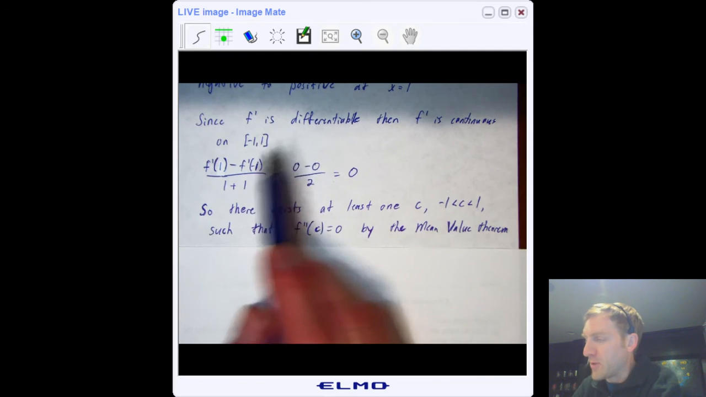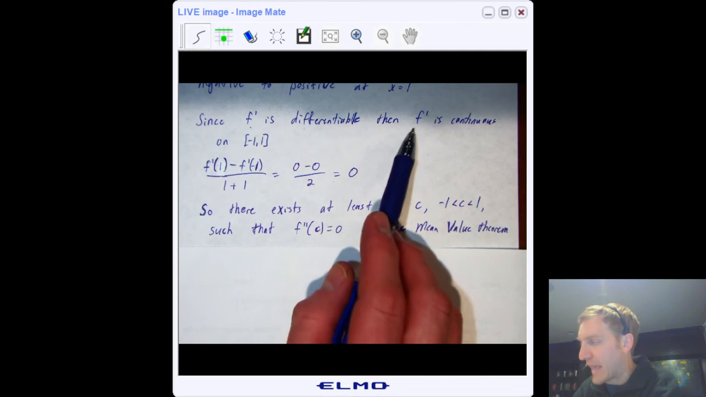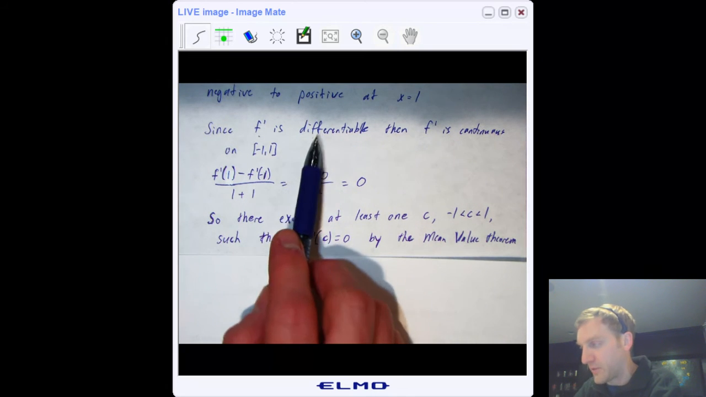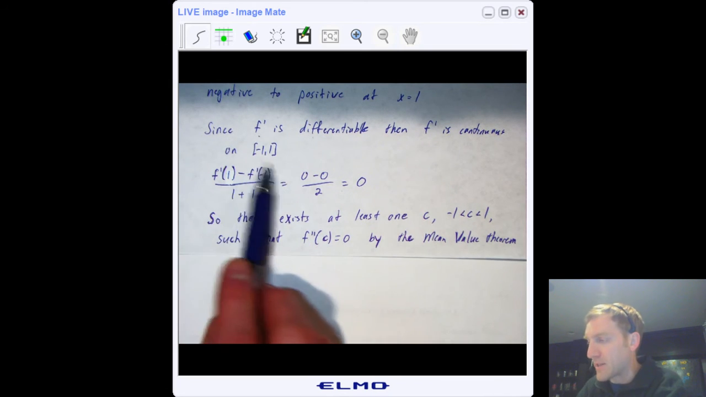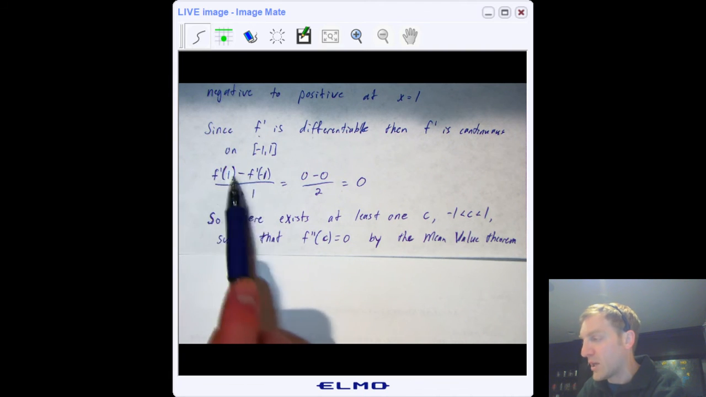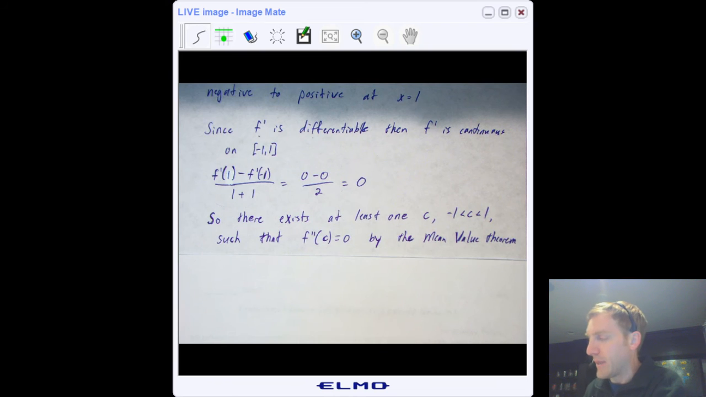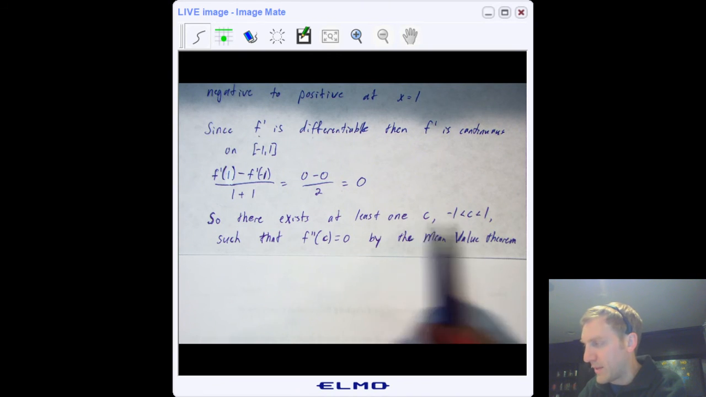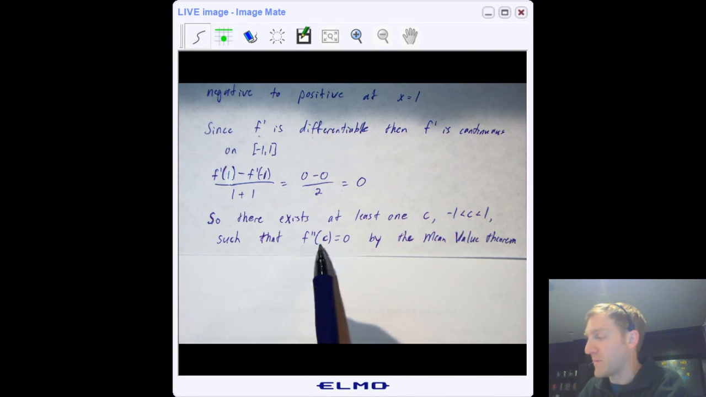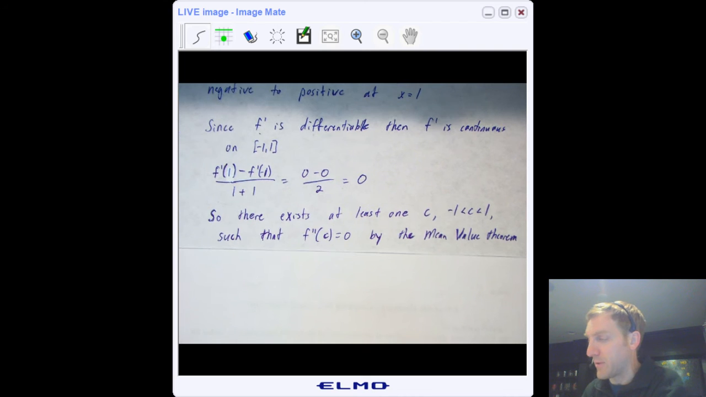So first you have to say that f prime is both differentiable and continuous on negative 1 to 1. And again, I know that because I'm told it's differentiable, and differentiability implies continuity. And then find the slope of f prime. Notice, not f, the slope of f prime from negative 1 to 1. Show that slope is 0. And then by the mean value theorem, there must be at least one c between negative 1 and 1 such that the derivative of f prime, or f double prime of c, must be 0. And that's the mean value theorem.